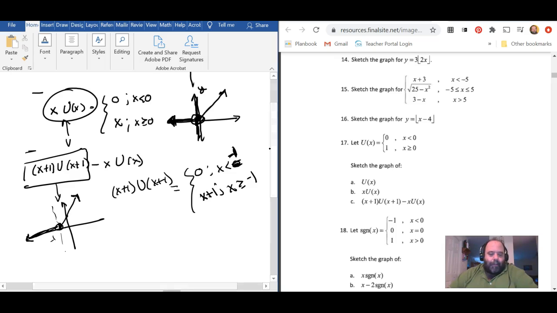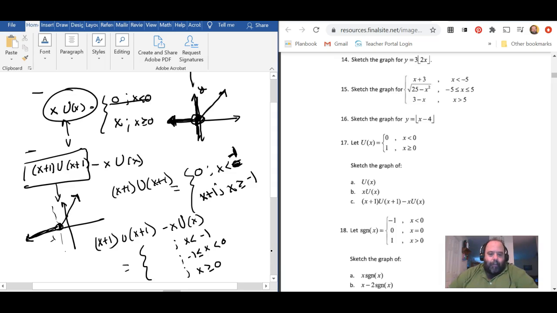All right, so let's think about this kind of interestingly. I have x plus 1, u of x plus 1, minus x u of x. So I'm going to end up with a 3-part function here. I'm going to have one set of rules when x is less than -1. I'm going to have another set of rules when I'm between -1 and 0, including -1. And then I'm going to have a third set of rules when x is bigger than 0, including 0. So this is the rule I'm following when I'm below -1.